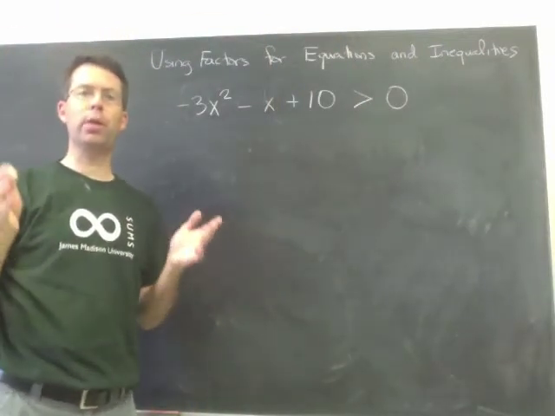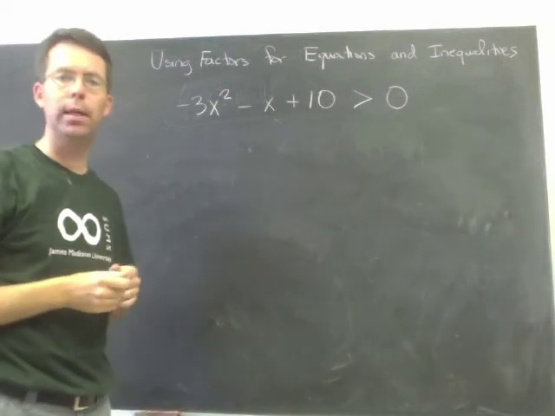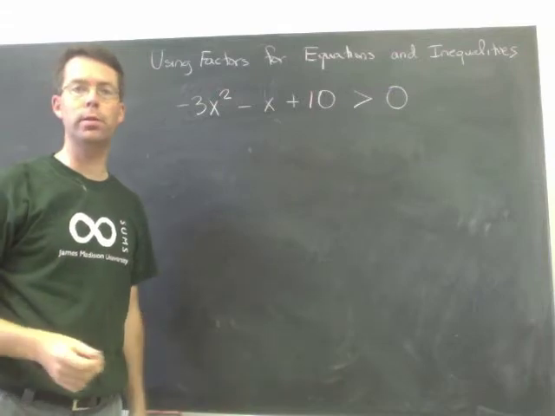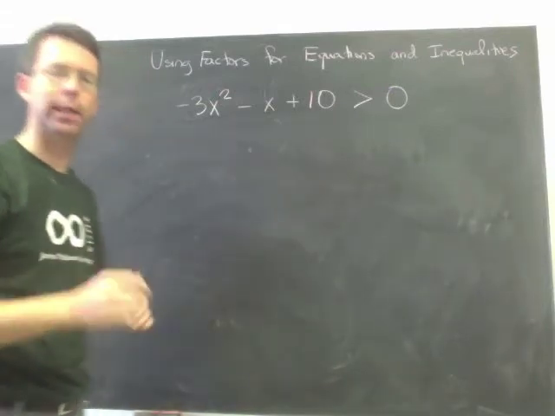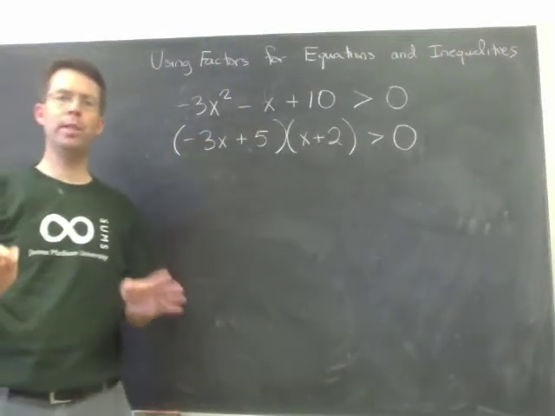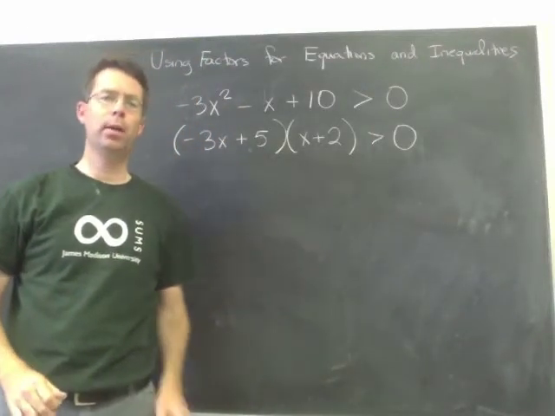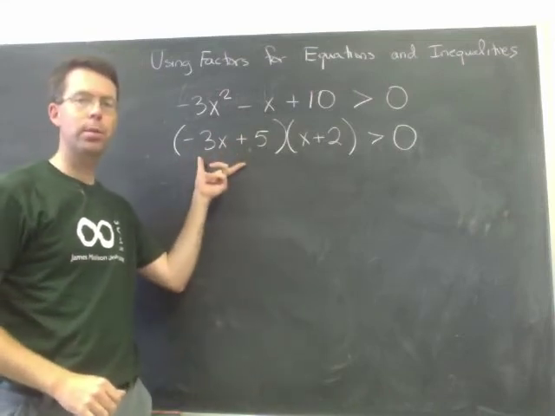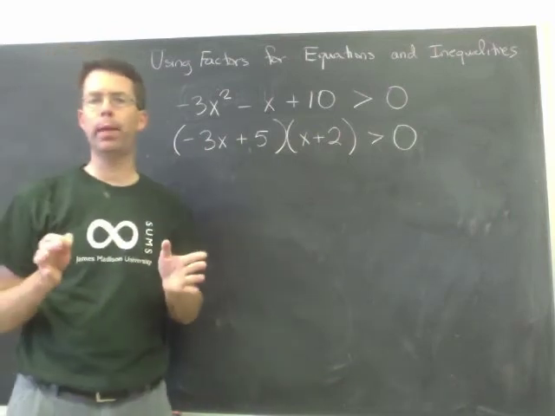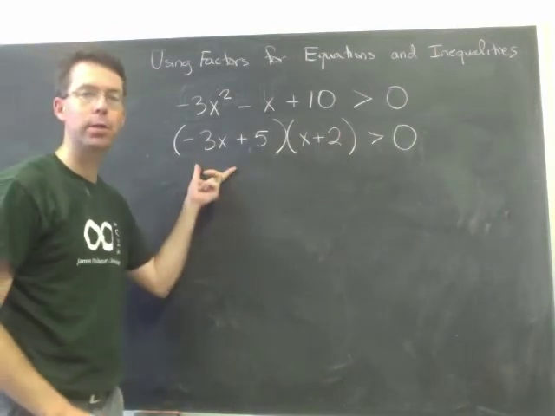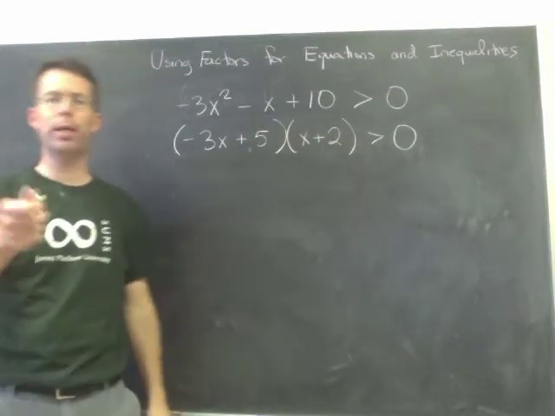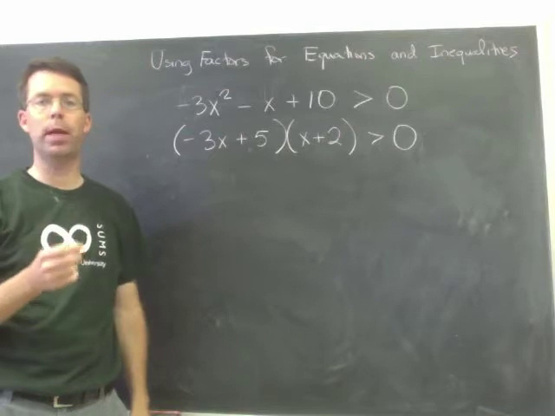Suppose instead of solving an equation, I was asked to solve an inequality. Same polynomial, negative 3x squared minus x plus 10 is greater than 0. Well, again, let's use factoring. Now at this point, a lot of students actually make a mistake. For equations, we said the first number equals 0 or the second number equals 0. And a lot of students want to do the same thing with inequalities. They want to say the first number is positive and the second number is positive. But that's not the only way to multiply two numbers to get a positive. I could have multiplied two negatives.